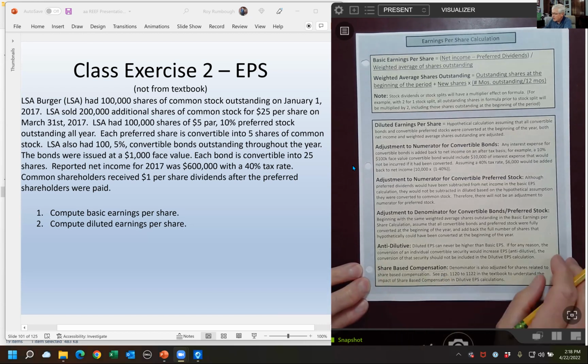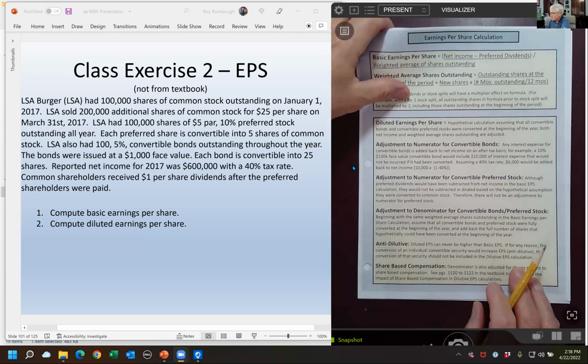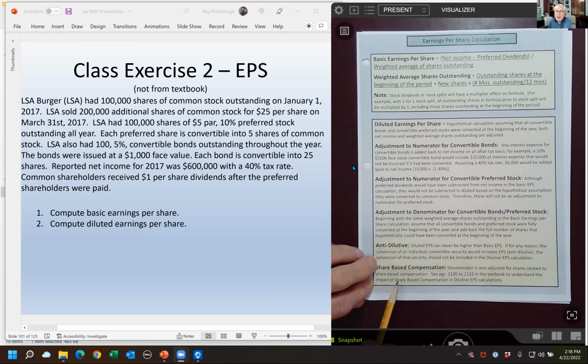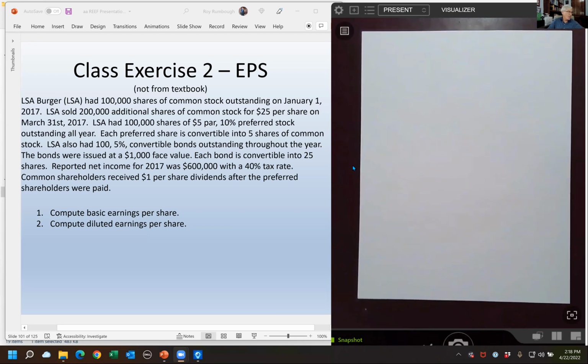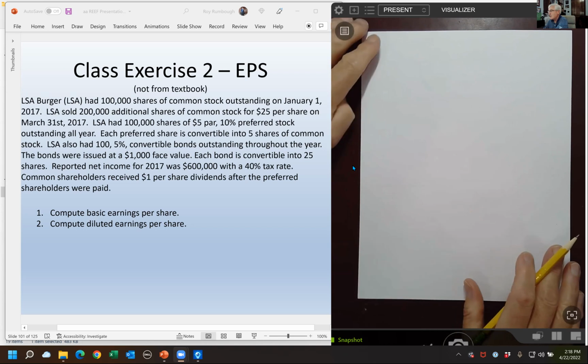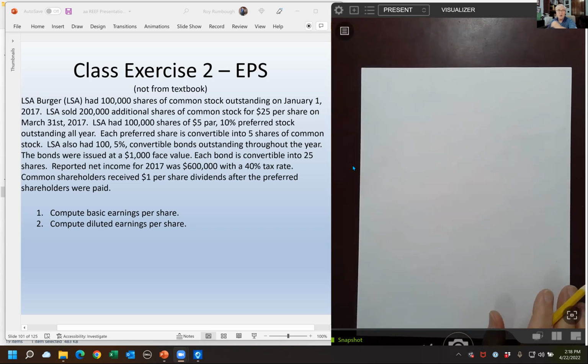And share-based compensation is also adjusted for shares related to share-based compensation, especially stock options. We got cash, so we'll add back the shares we could have repurchased from the cash we received. I would just note that I don't normally test my students on the diluted EPS effect for stock options because there are a lot of complex nuances there. It is available in the McGraw-Hill textbook, so it's good reference material if you get into a business where you have to do that. But I keep it a little bit easier for my students. It'll be more like what we're working today.